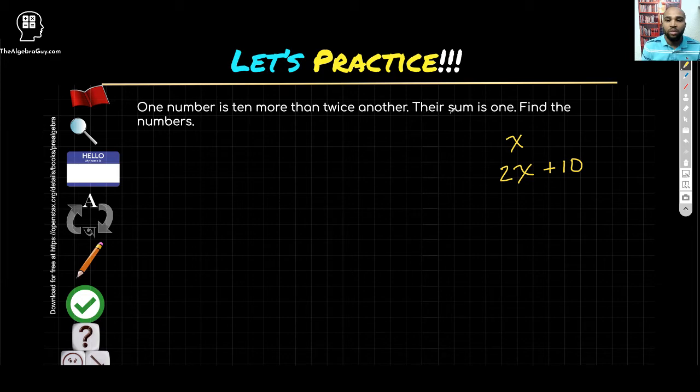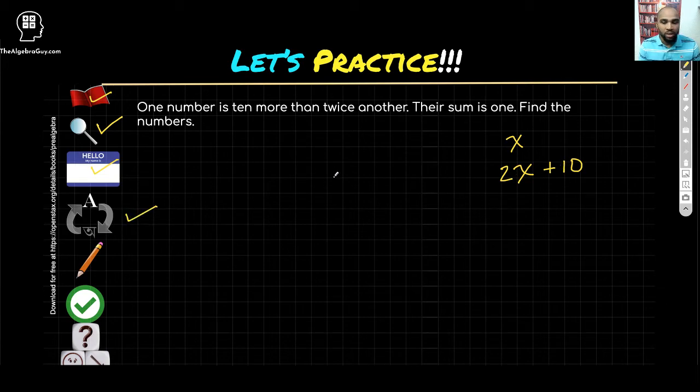All right, so their sum is 1. Even seeing me pause there to think, that's the reading part. I have to think, what are they saying? Okay, yeah, that's what they're saying. I've identified the question. They want me to find the numbers. I've named them. We don't have to say x and y. We're going to say this is x and this is 2x plus 10.